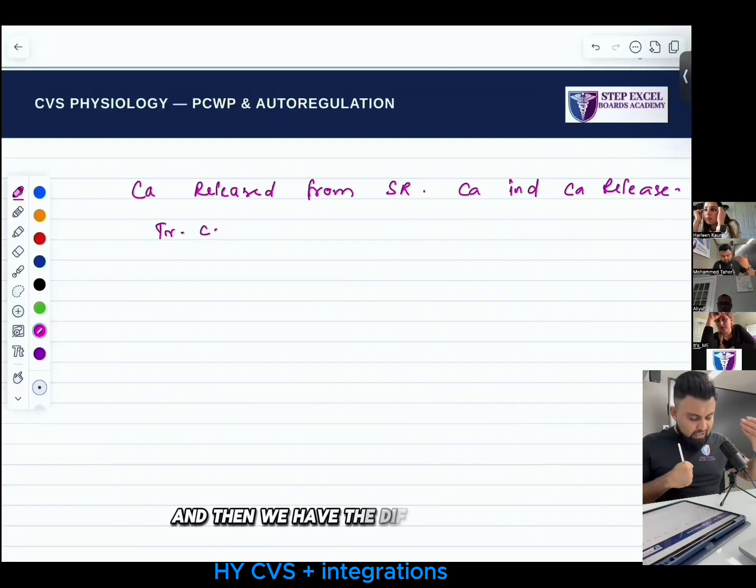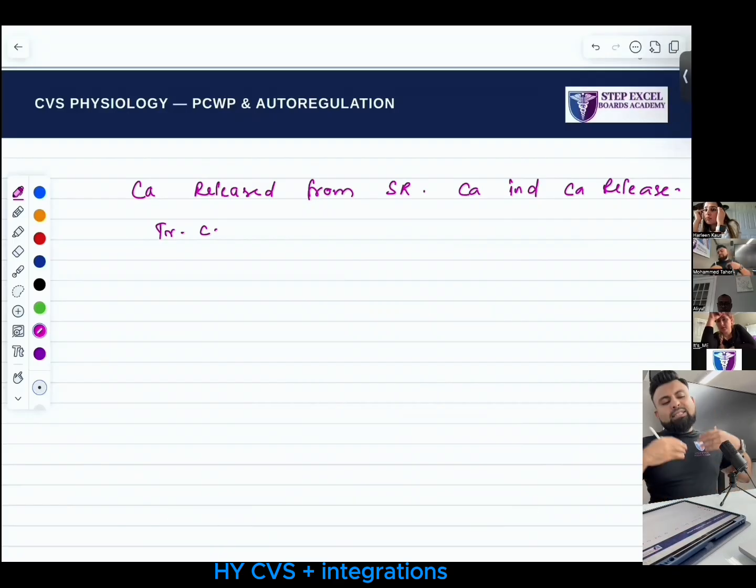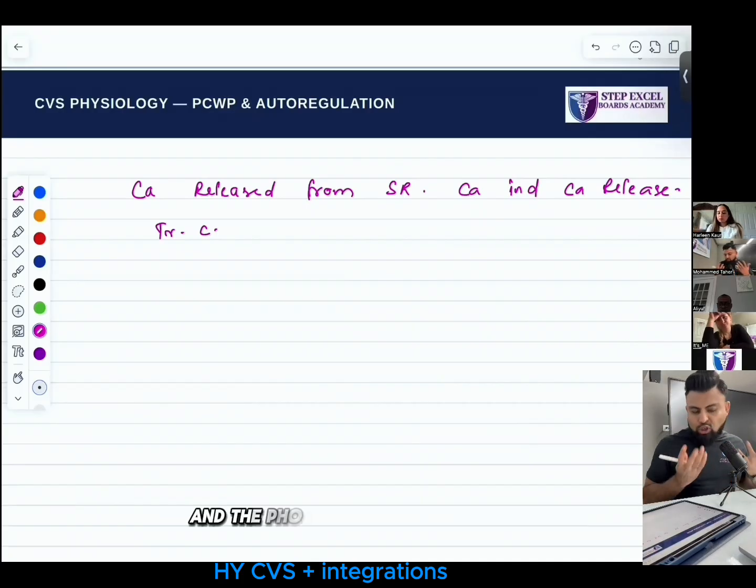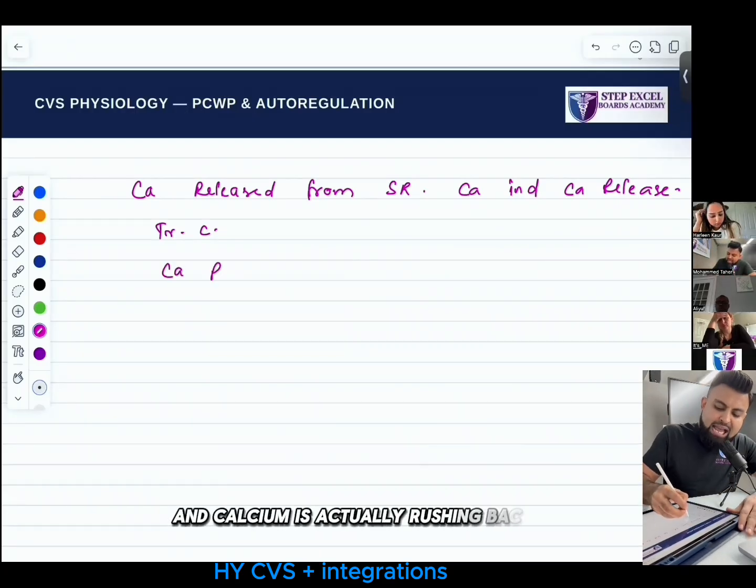Then we have the different phases where the power stroke happens and the calcium is detached, and we have myosin ATPase, which is responsible for utilizing the ATP, and phosphate binding happens, and then the detachment, and calcium is actually rushing back.